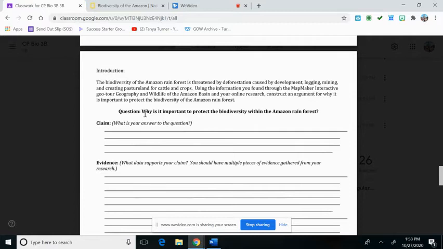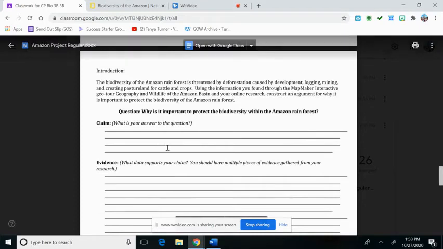So I rewrote your question. Why is it important to protect the biodiversity within the Amazon rainforest? Part 1 is your claim. Just answer that question. Why?